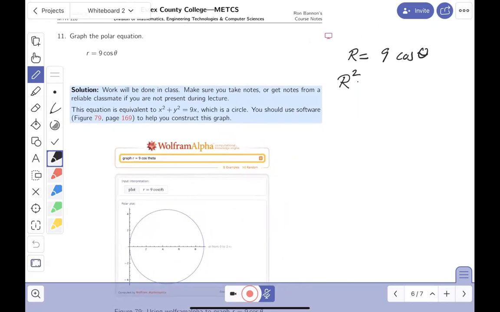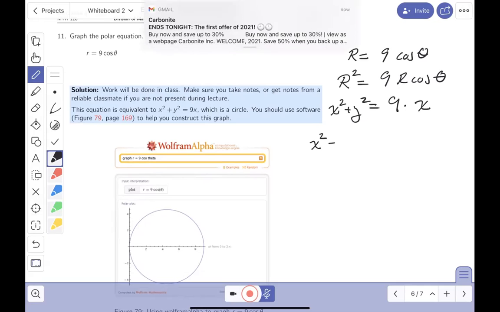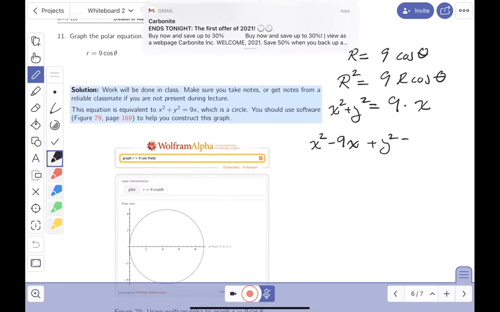You would get r squared equals 9r cosine theta. Now, r squared is just simply x squared plus y squared. And 9, and what's r cosine theta? It's just x. So what do I get over here? I get an equation of a circle. I'll write this down for you. X squared minus 9x plus y squared is equal to 0.